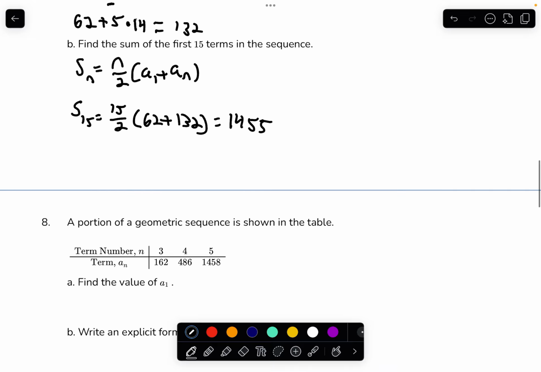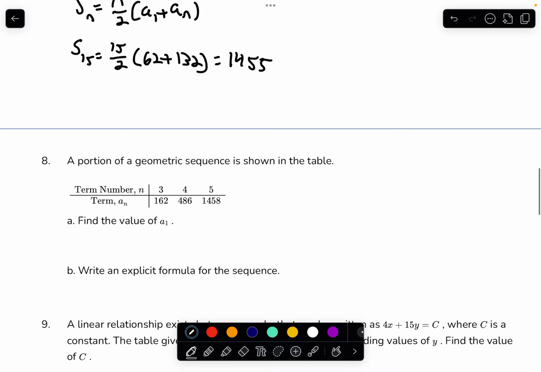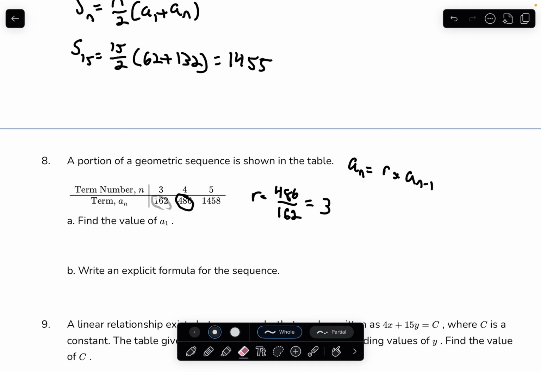All right, now number 8. A portion of a geometric sequence is shown in the table. They tell you it's geometric, so that means a sub n equals r times a sub n minus 1. To find r, all we have to do is divide. So I'm going to divide 486 by 162 to find r. So r is 486 divided by 162, which equals 3. So we're multiplying by 3 each time.